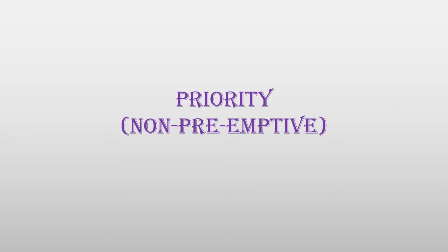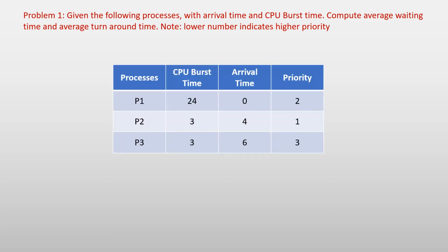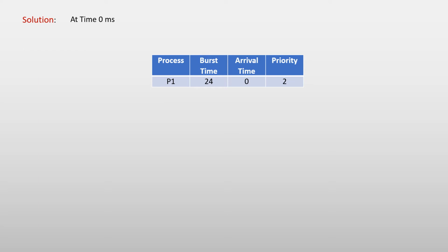Now let's go to the priority non-preemptive algorithm. In the priority algorithm, first of all, let me tell you that processes will be given priority. So here P1, P2, P3 as usual, and all the three processes have three different priorities.